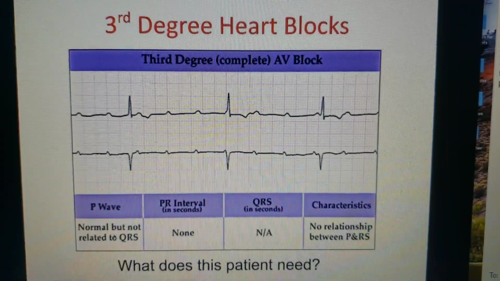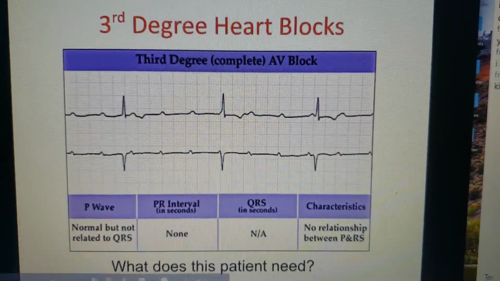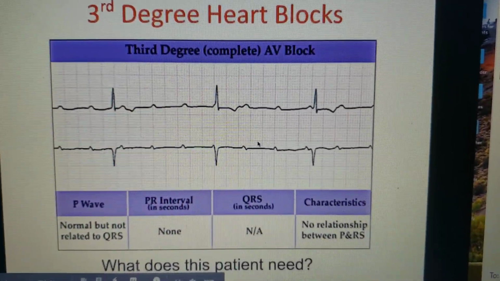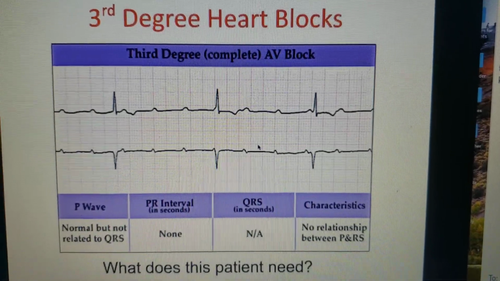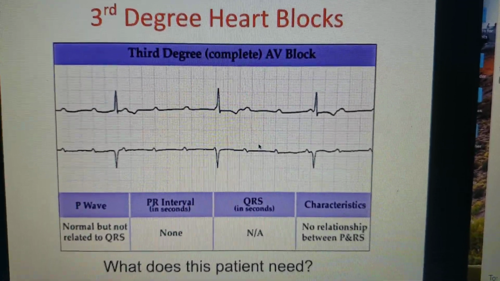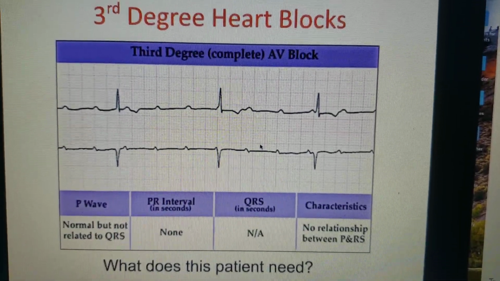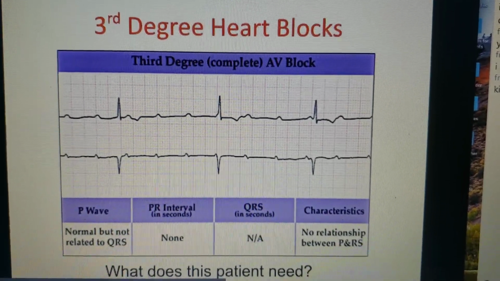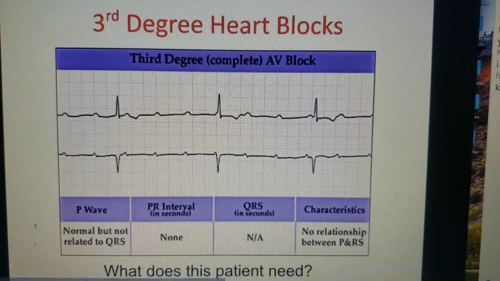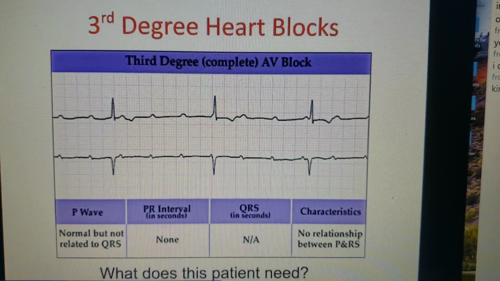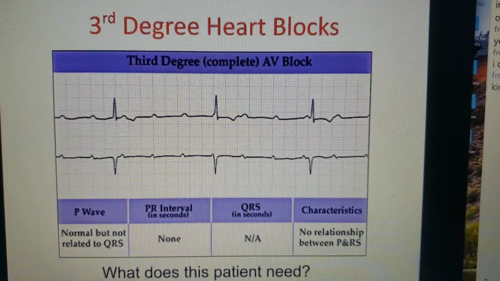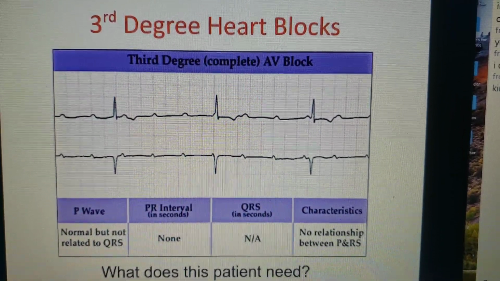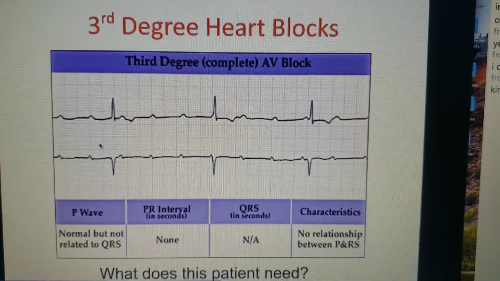Okay, so with that, what do they need? What do you think they need if we have total no communication between the two? Anyone have any idea what they might need? I can't remember the name of the procedure, but where they go in through the femoral artery and unclog. That's for the cath lab. That's for going in and dealing with an occlusion. With this, they need a pacemaker.